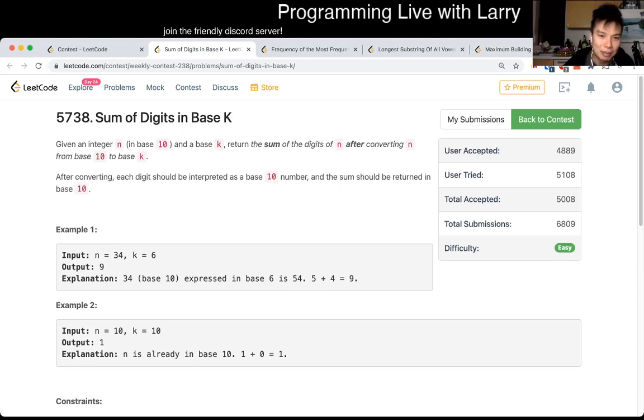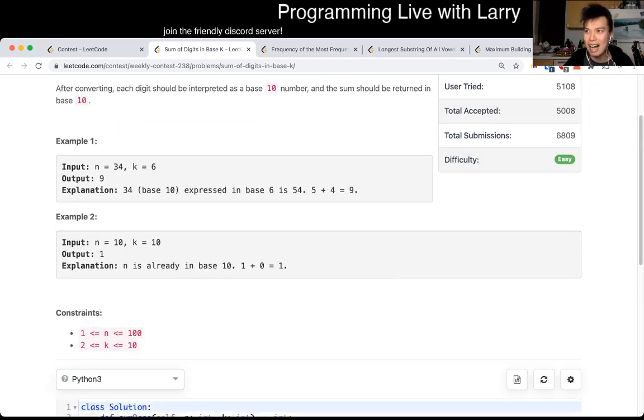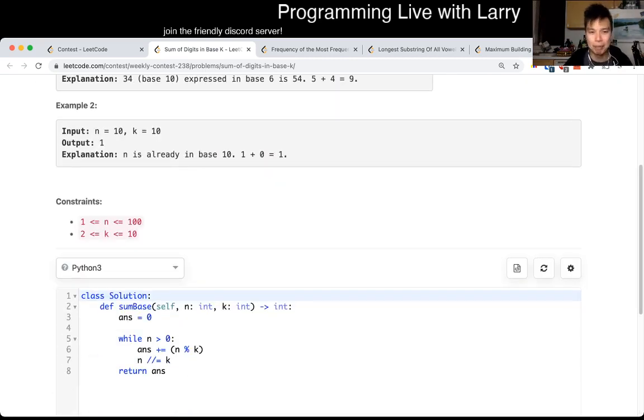But yeah, for this one, sum of digits in base K, to be honest, I would say it's standard, but it's something that people just know, but it's way mathy. So if you don't know, don't feel bad because it's just a little bit awkward. And you just have to Google it and learn it yourself.